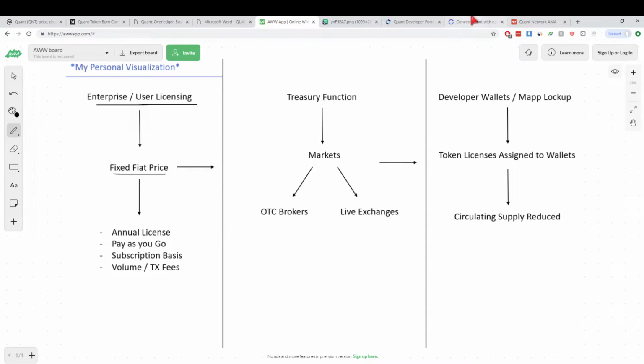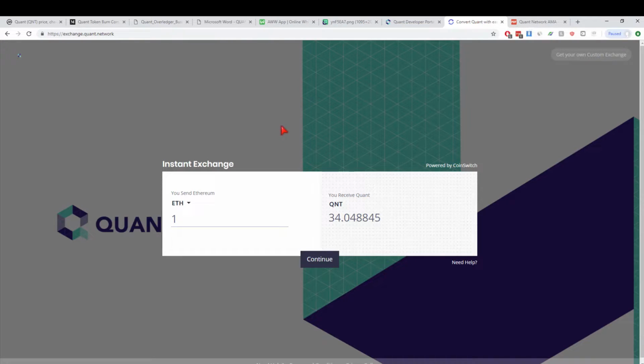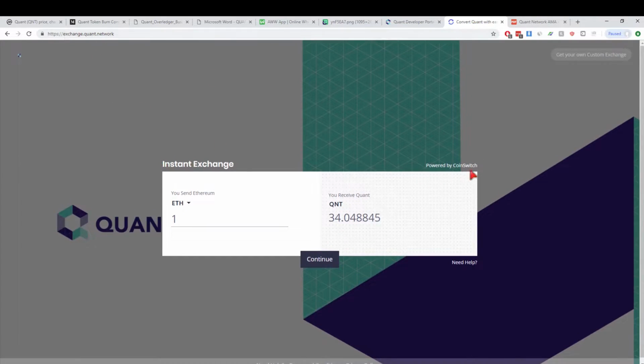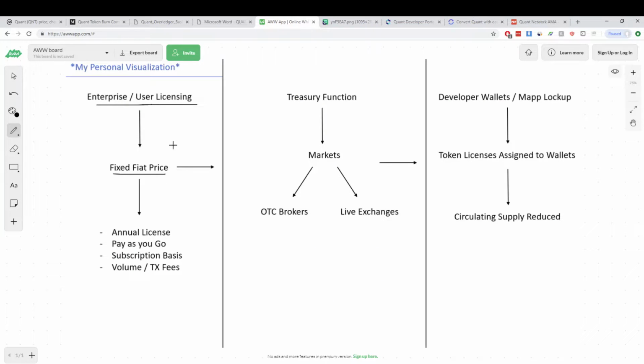So I'll show you what the team have come up with at the moment, actually. They have something similar to this. I assume this has been out for a few months, but it's pretty cool. It's just like a little plug-in to IDEX, and you can come straight to exchange.quant.network and buy Quant. However, it's obviously going to be way simpler than that in the treasury function, because I'm assuming there'll just be a fiat balance and you just pay for your licensing, and then this function does all the back-end work. So let's walk through an example.